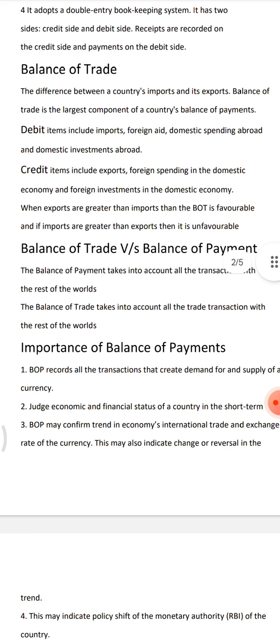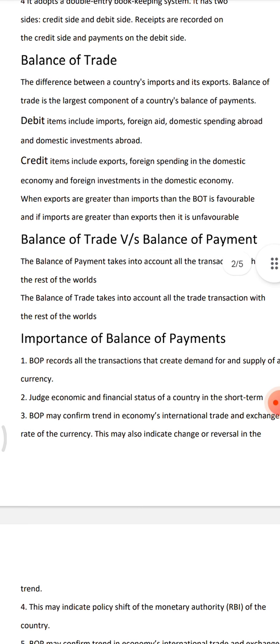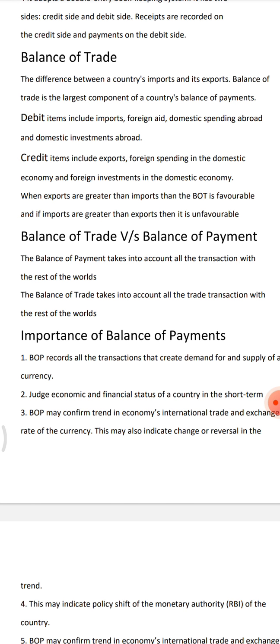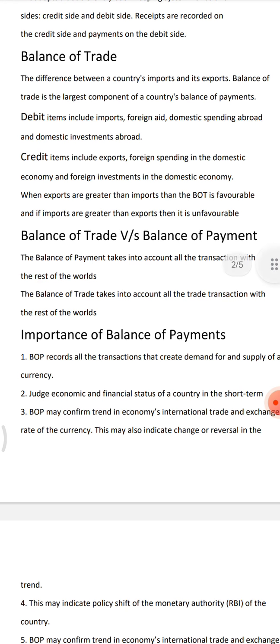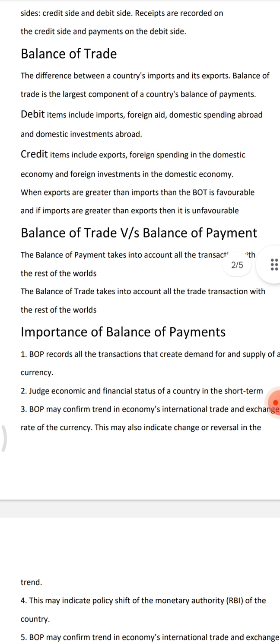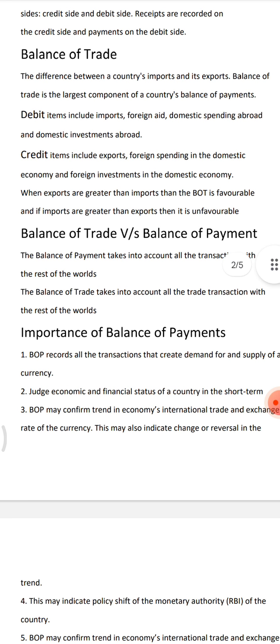The third one is the equilibrium state. What is the equilibrium state? It is a state in which both sides are equal. When the export of visible goods and the import of visible goods are equal, it is known as the equilibrium state of balance of trade. So this is about balance of trade.